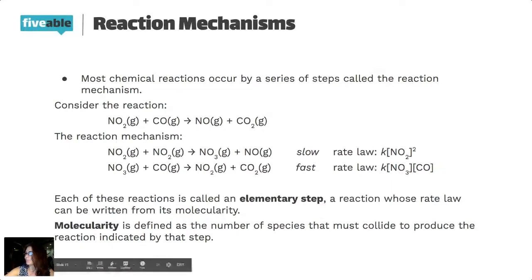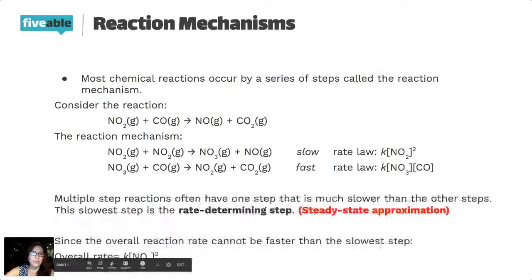So now, multi-step reactions often have a step that is slower than the other steps. Now the rate will depend on that slowest step. That will be called the rate determining step. And this is the steady state approximation that you asked about. I don't remember who asked this, Perla or Anika? You asked this last week. So this is the concept of the steady state approximation.